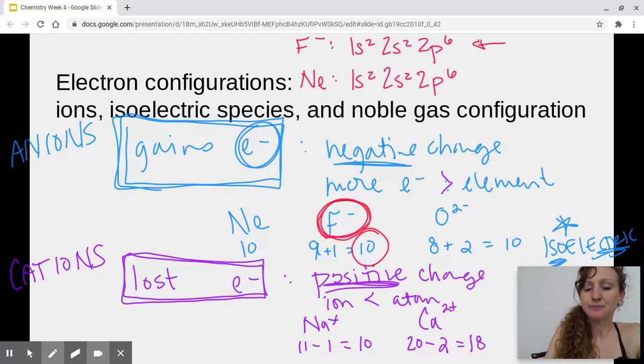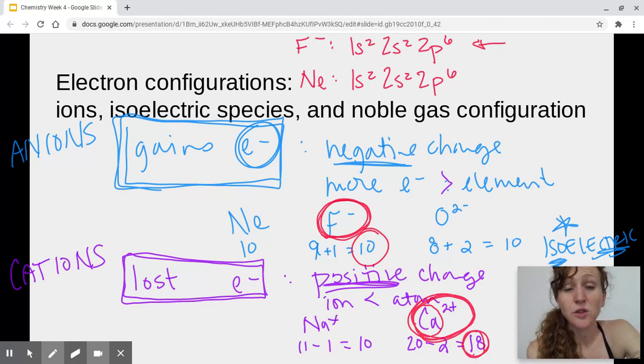Let's look at calcium. We'll do the same thing for calcium. So the calcium ion, not the calcium atom. Let's draw the electron configuration for the calcium ion. We're going to use 18 electrons. Okay, so this would be a good place to pause the video and see what you come up with.